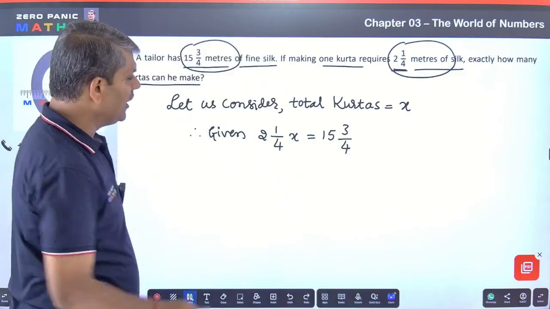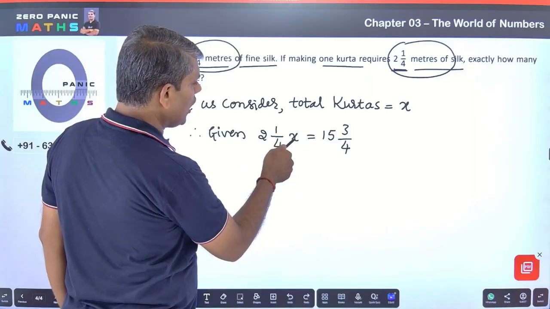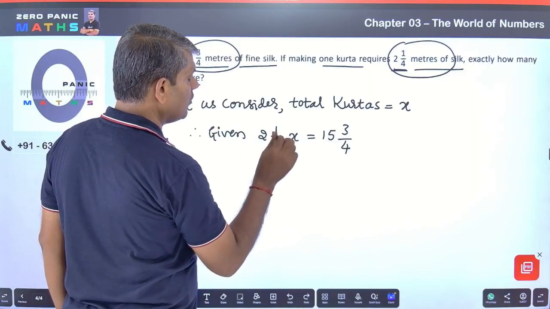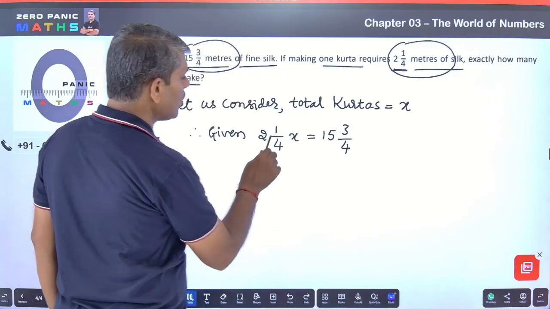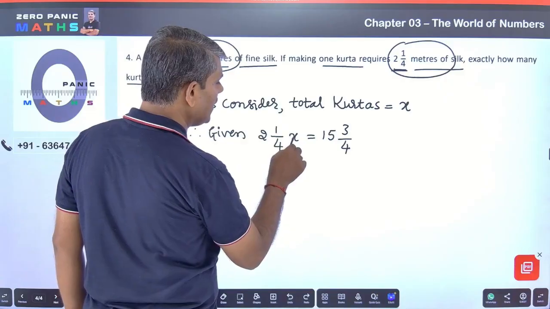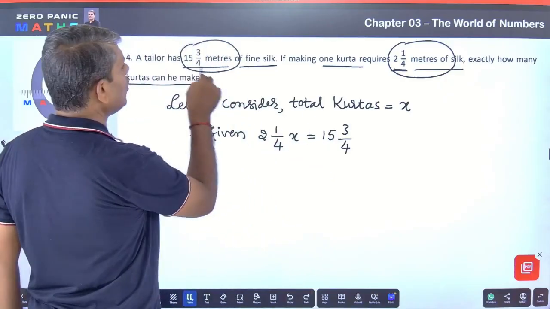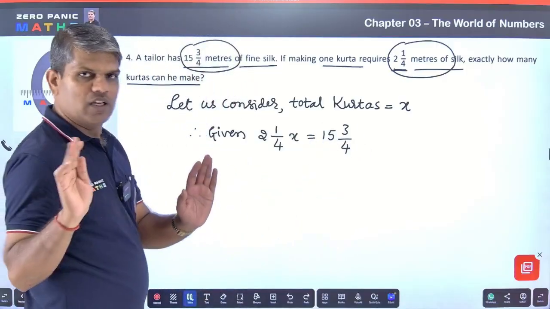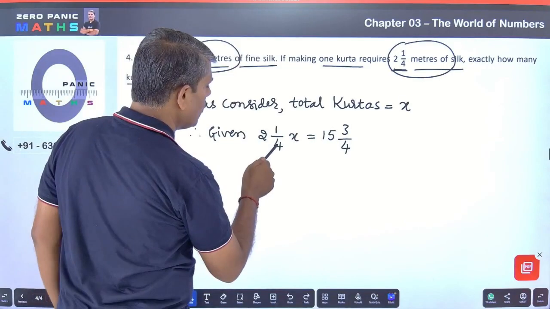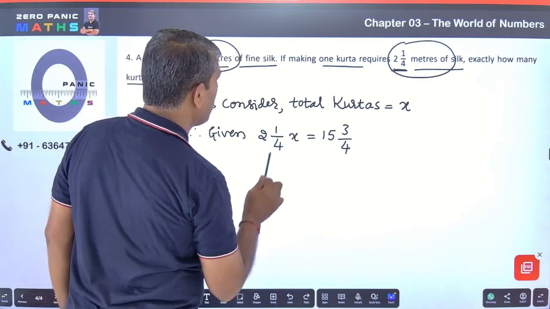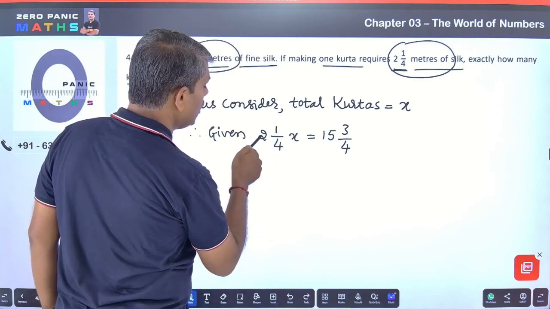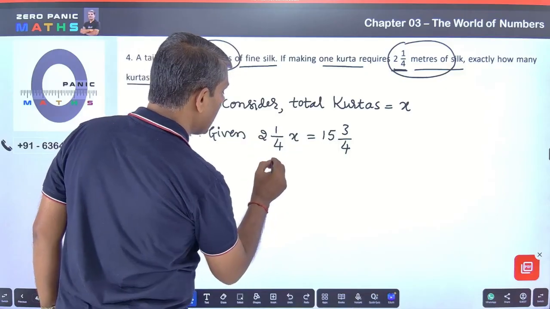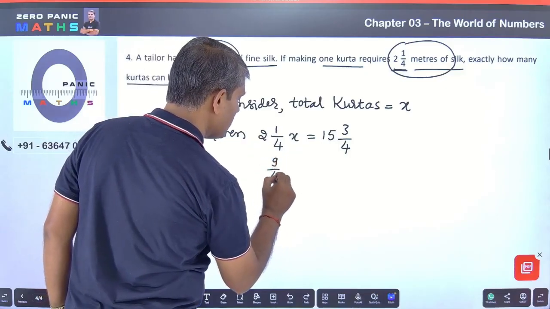You understood, right? This is the total kurtas, and this is the quantity required for making one kurta. So this multiplied by x is equal to the total available silk. Hope you understood this. Now convert this to improper fractions. 4 into 2 is 8, plus 1, 9 by 4. It is 9 by 4.